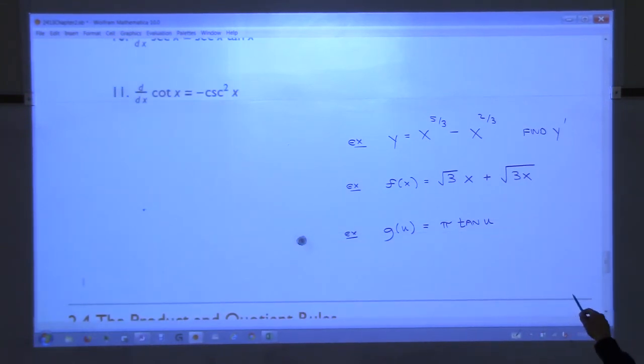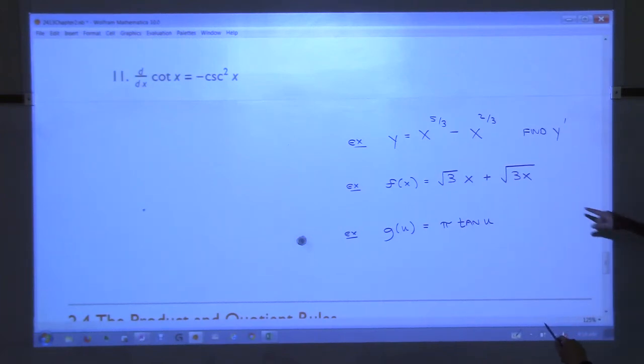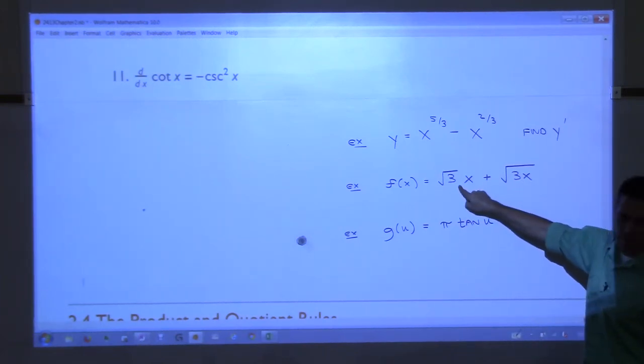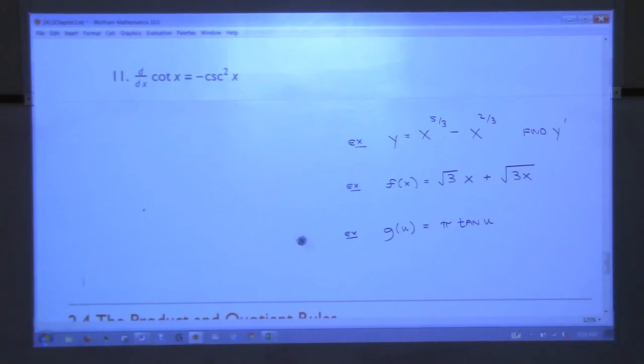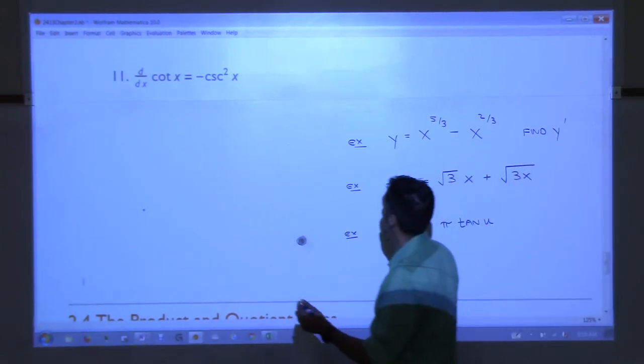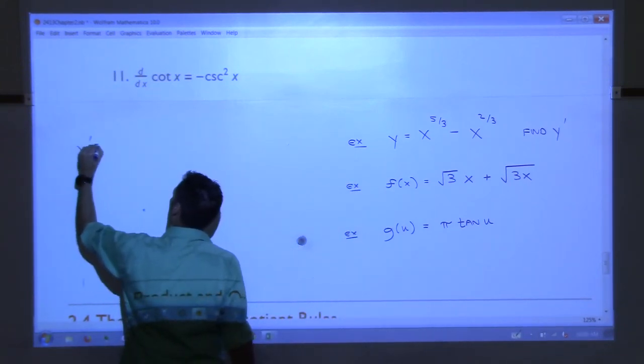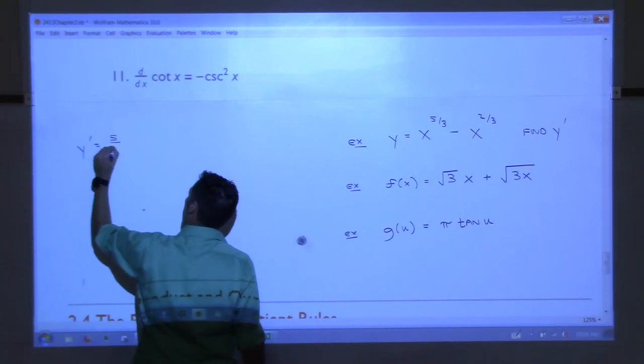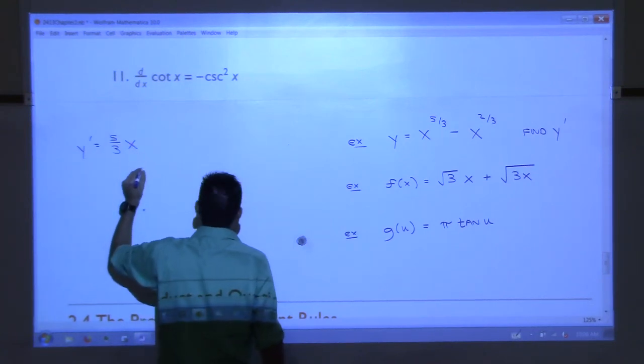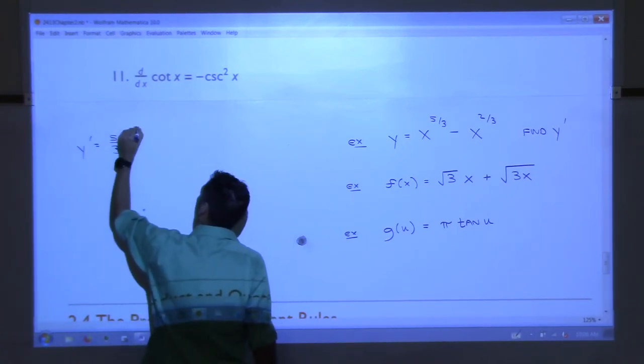Is that x inside of the root? This x is inside the root. This one is not. I'm going to start putting answers up here. So if you don't want the answers, just don't look up here, all right?